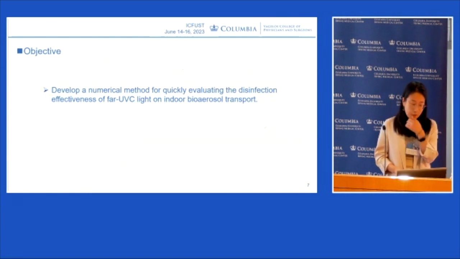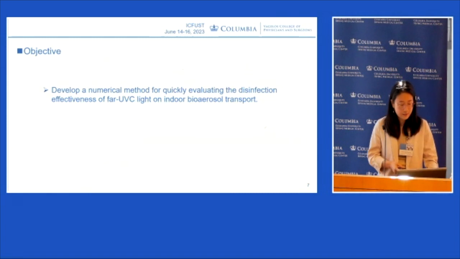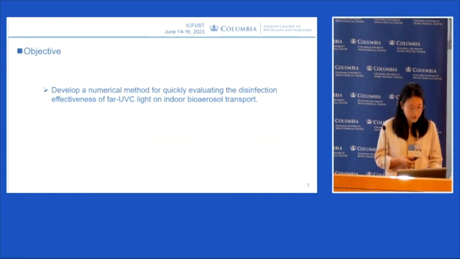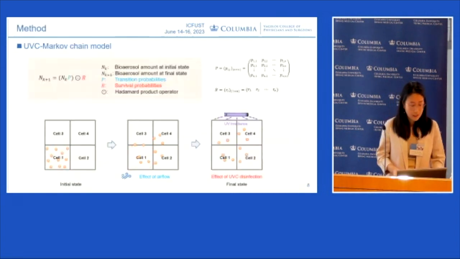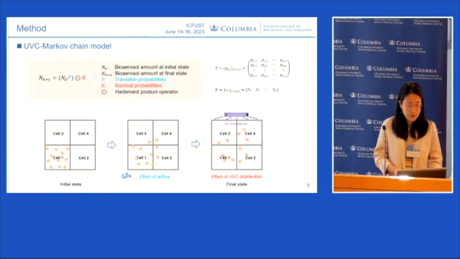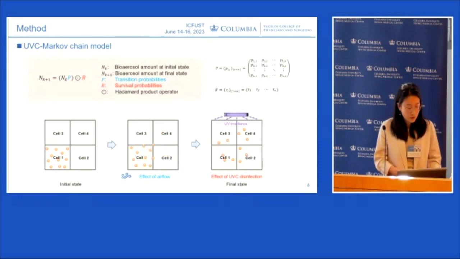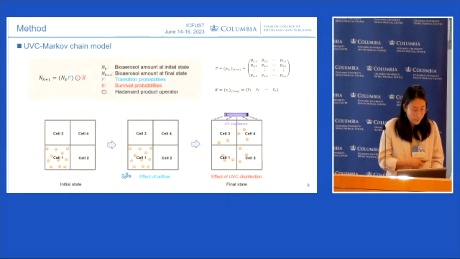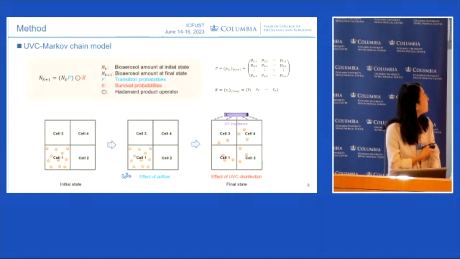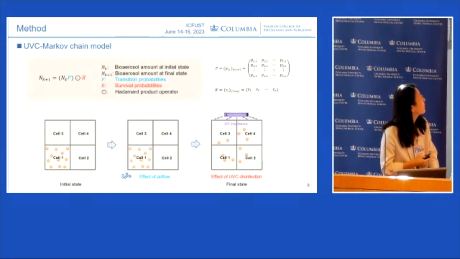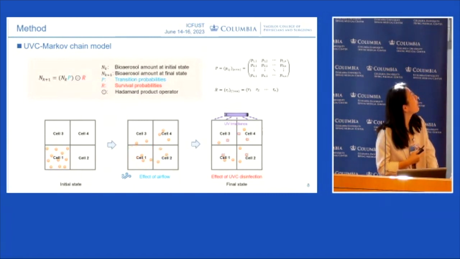So in this study, we aimed to develop a numerical method for quickly evaluating the disinfection effectiveness of Far-UVC light on indoor bioaerosol transport. This model is a Markov chain-based UVC disinfection model. We first used computational fluid dynamics to calculate the airflow distribution. Then in the Markov chain part, we use two probability matrices to represent the bioaerosol transmission indoors. First, the particle transport under the effect of airflow is considered using the transition probabilities. Then the disinfection effect of the UVC light is considered using the survival probabilities.